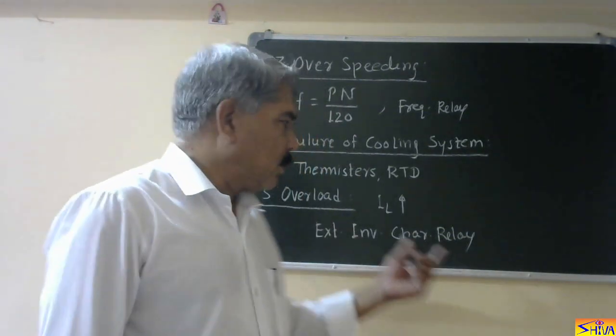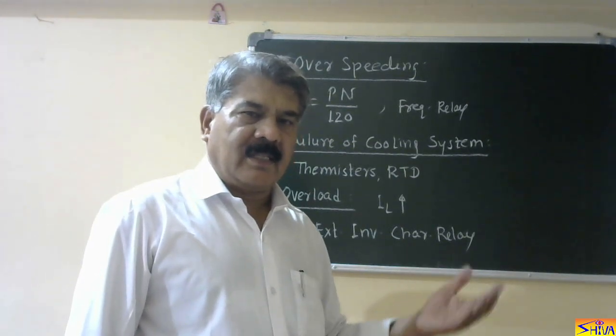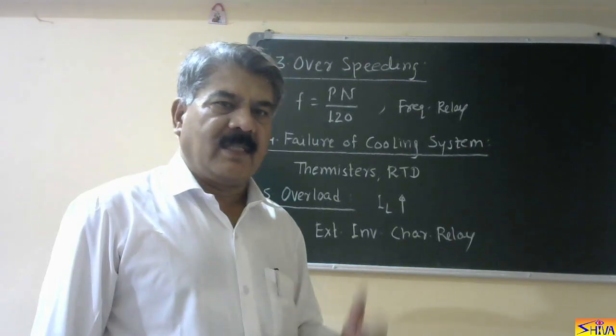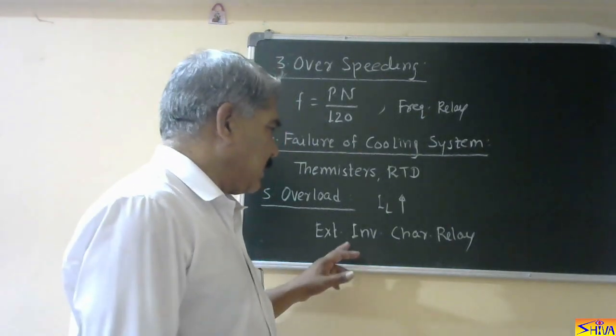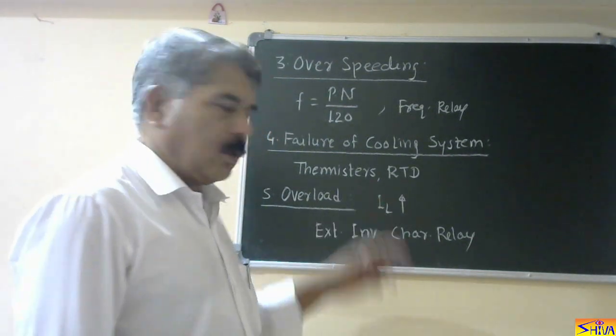Now this overload condition generates heat in the winding. So it will increase the temperature. So we have to install the relay which best matches the heating characteristic of the machine. So an extremely inverse characteristic relay we can use for detecting the overload condition.